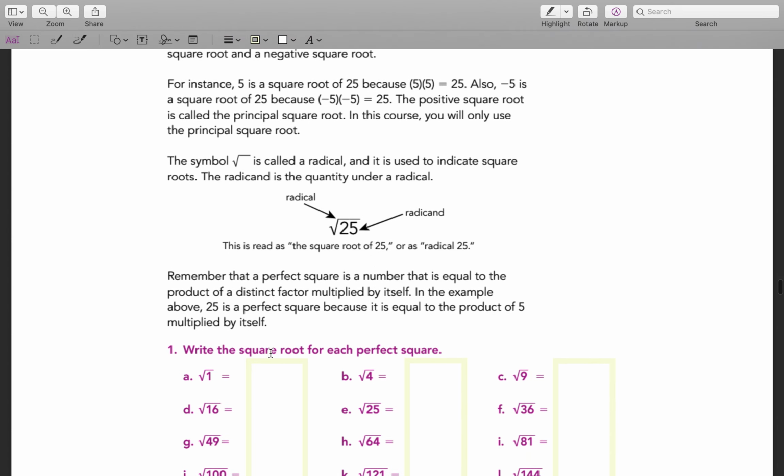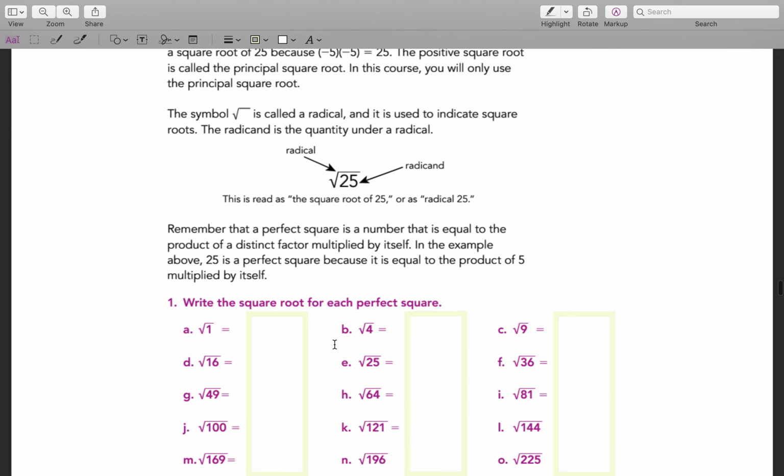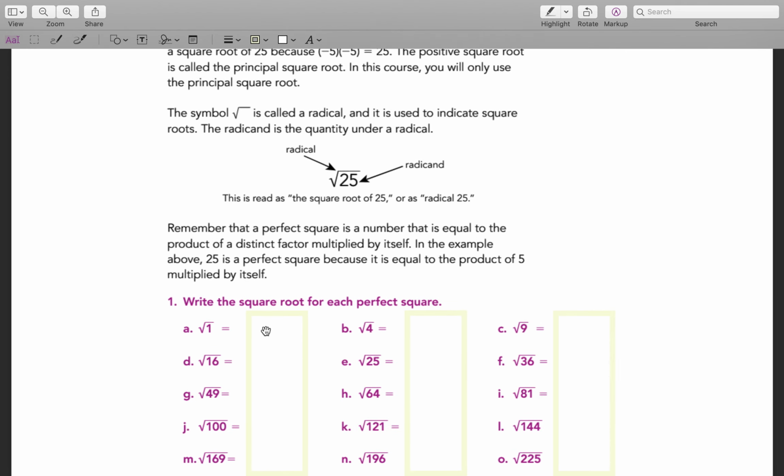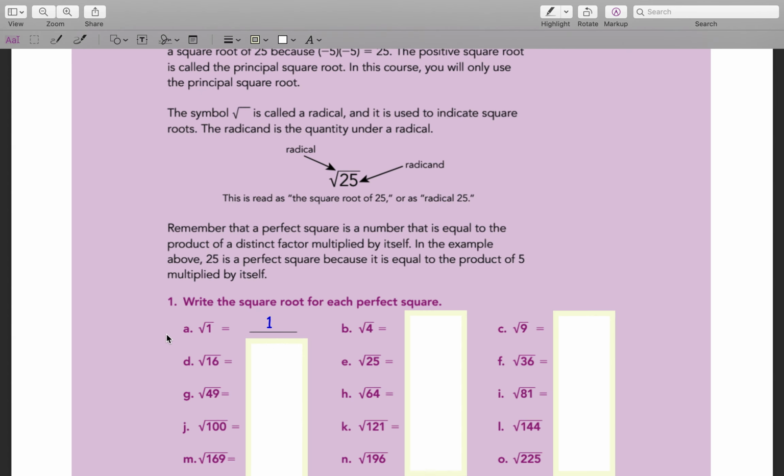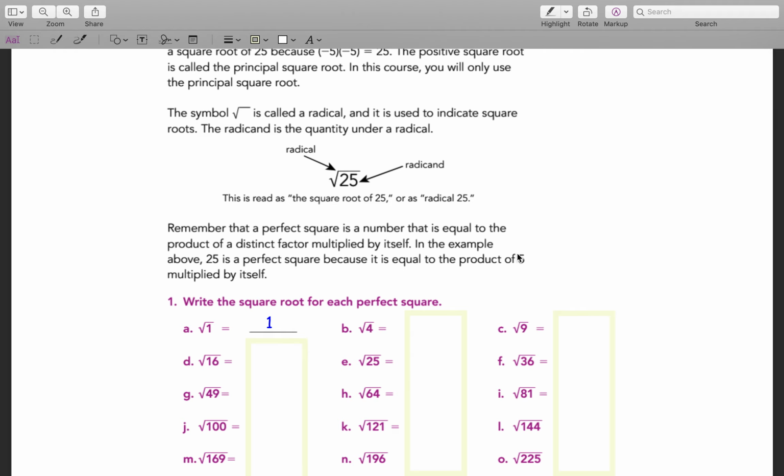And let's see here. So write the square root for each perfect square. So we have radical 1 or square root of 1. So what two same numbers equal to 1? There's 1, right? 1 times 1 gives you 1. So the square root of 1 is 1. Let's do B. Square root of 4. So we have what two same numbers multiplied to get 4? We have 2 and 2. So it's 2. Same thing for C. We have 9, square root of 9, which we have 3 times 3 is equal to 9. So the square root of 9 is 3.